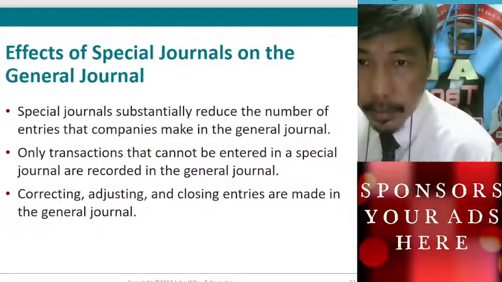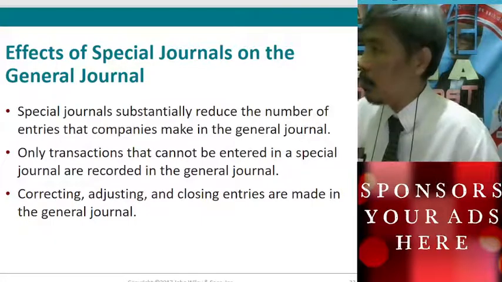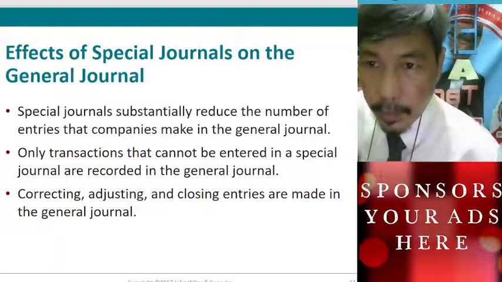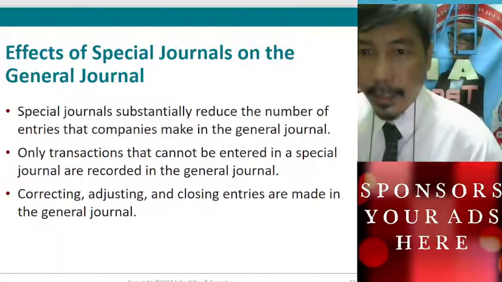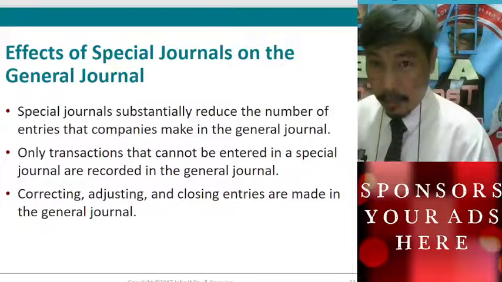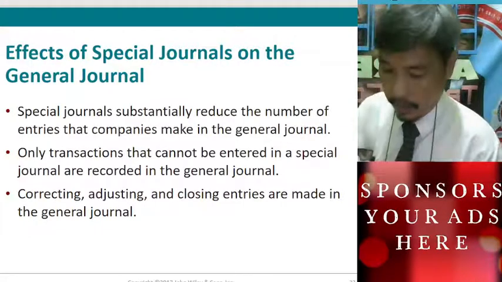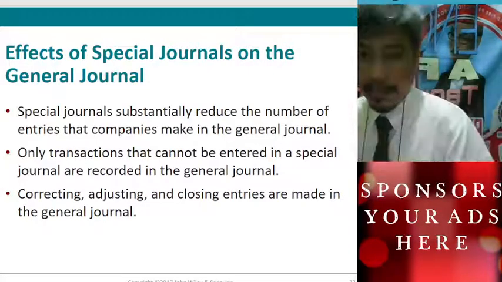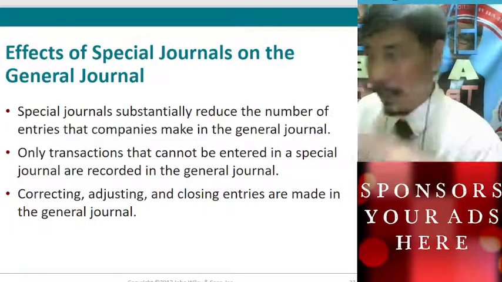So our legal records are now composed of the general journal and special journals. Correcting, adjusting, and closing entries are made in the general journal because that involves the totals, all of the totals. Special journals are actually details. These are details specific to clients and creditors.